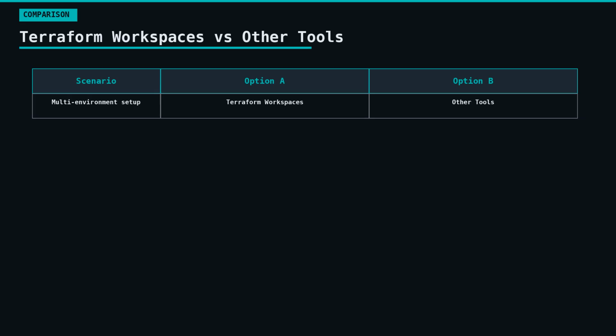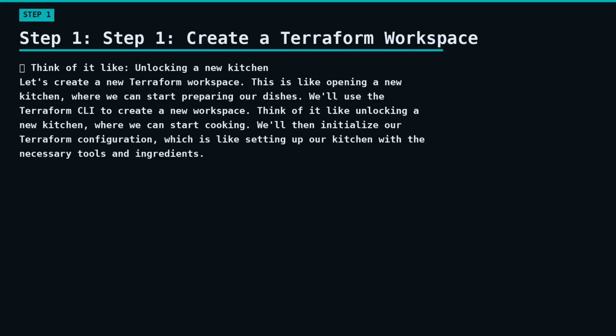Let's create a new Terraform workspace. This is like opening a new kitchen, where we can start preparing our dishes. We'll use the Terraform CLI to create a new workspace. Think of it like unlocking a new kitchen, where we can start cooking. We'll then initialize our Terraform configuration, which is like setting up our kitchen with the necessary tools and ingredients.